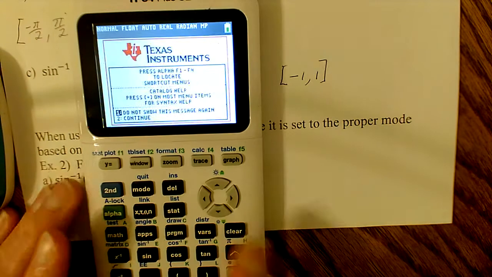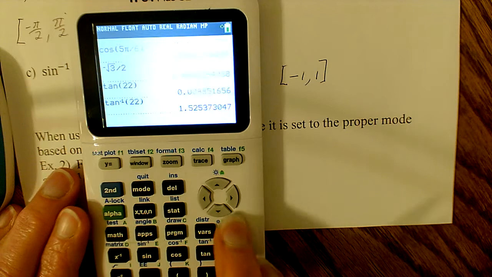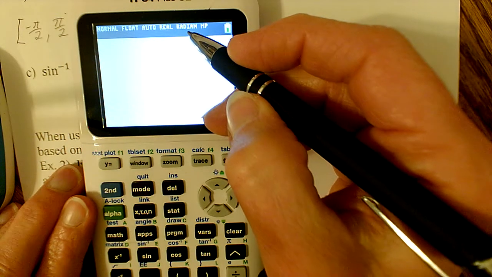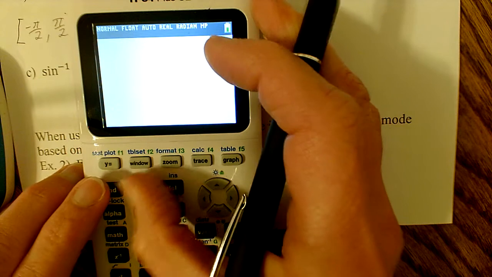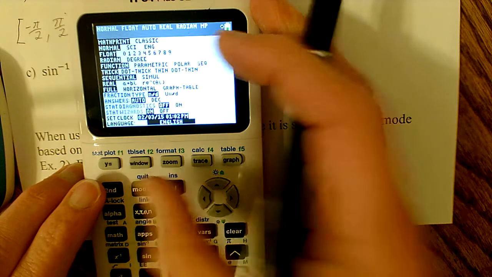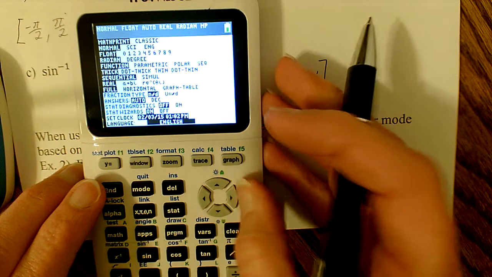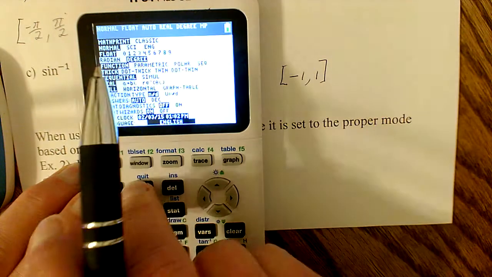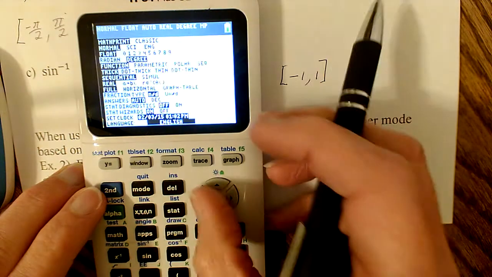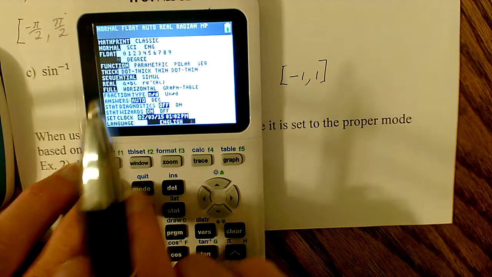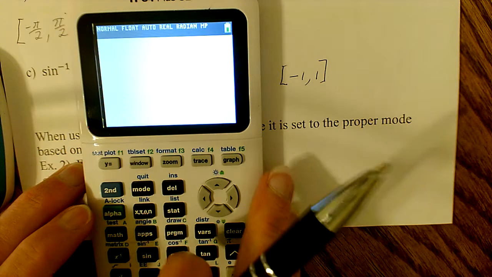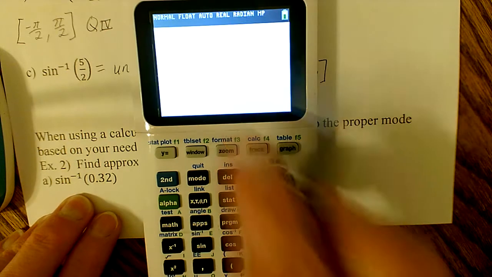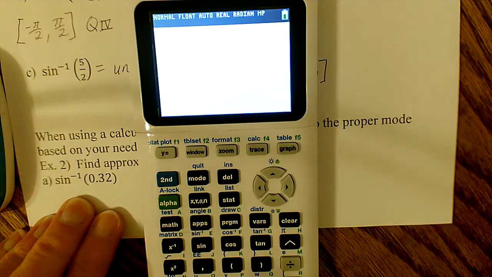And so first of all, we need to make sure that our calculator is set to the right thing. Mine tells me that right now I've got it in radian. If I had it in degree, then I could just come into mode, go down to the third line, make sure we highlight radian, and then quit. Second in mode gets me back out of there. Now I'm in radian. So make sure you're in the right mode when you're working these problems.